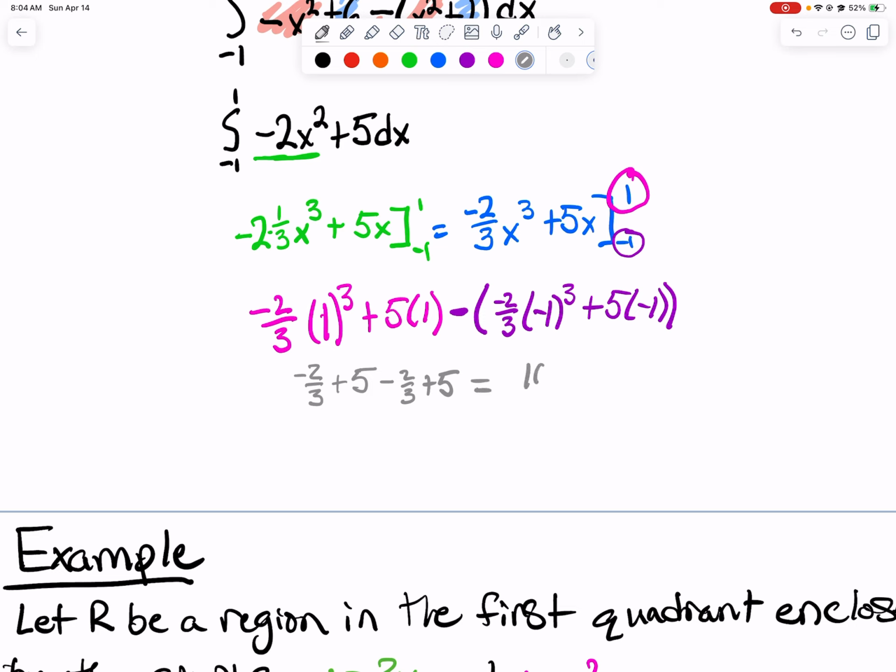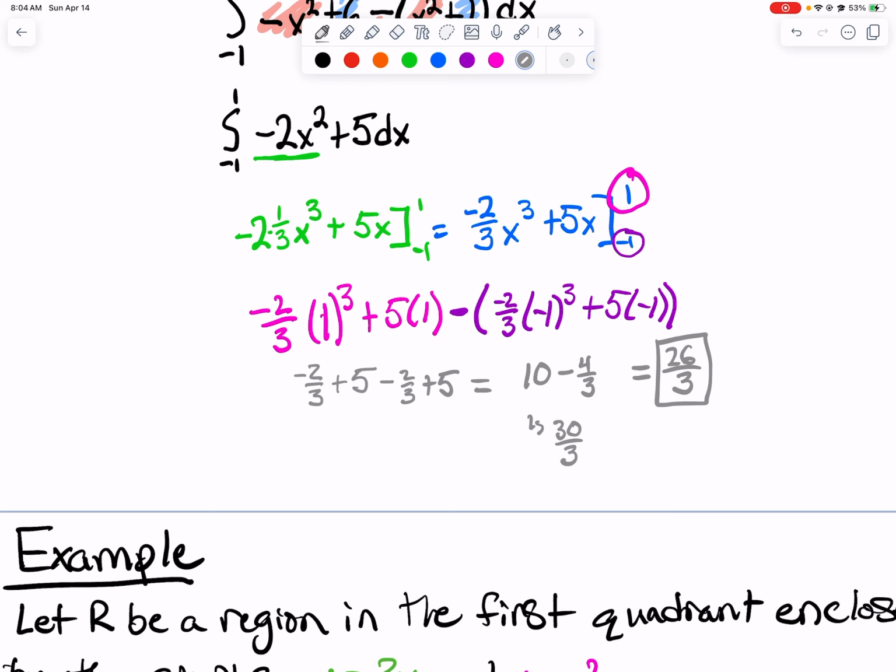Simplify it out, we're going to get 10 minus 4/3. If we put 10 in terms of thirds, we're going to get 30 over 3. So 30 minus 4 is going to give me 26/3. Yes, we could simplify that more, but we're at a good place there.